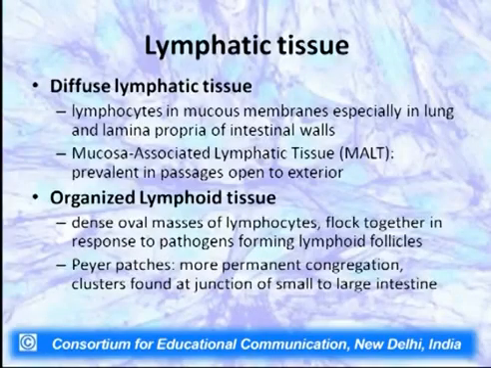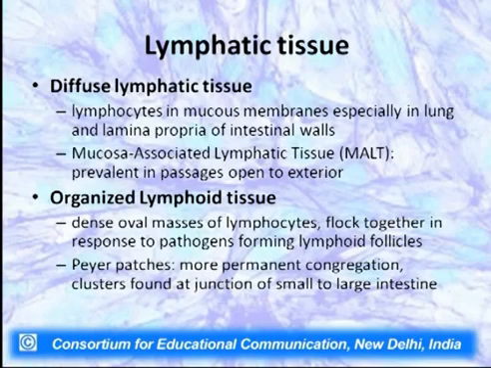Now, let us understand what a lymphatic tissue is. Lymphatic tissue is actually of two types, the diffuse lymphatic tissue or a very organized lymphatic tissue. If the lymphocytes are present in mucous membrane, especially in the lungs and the lamina propria of intestinal walls, they tend to be present in a diffuse form. They do not have a capsule surrounding them to form an organized state.